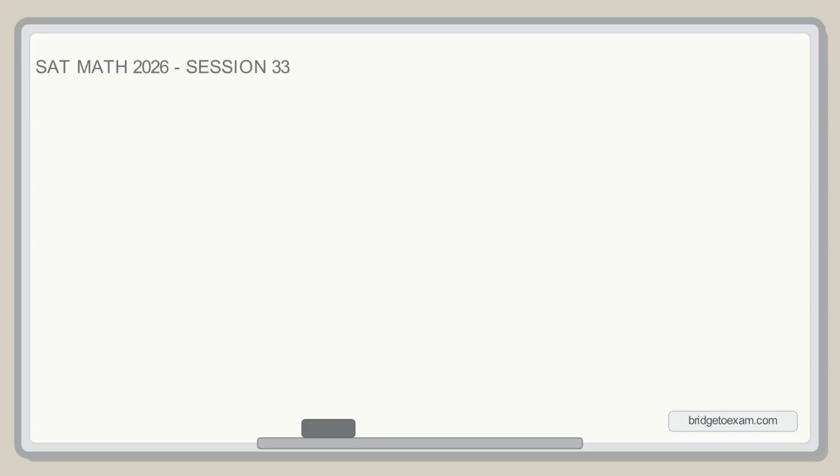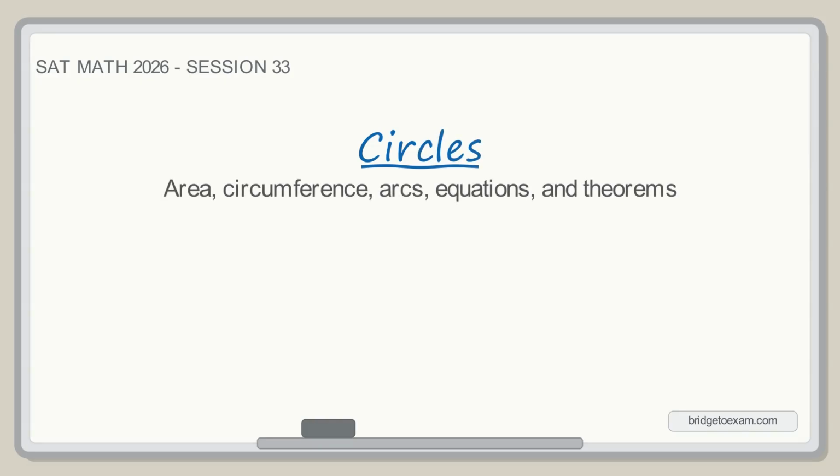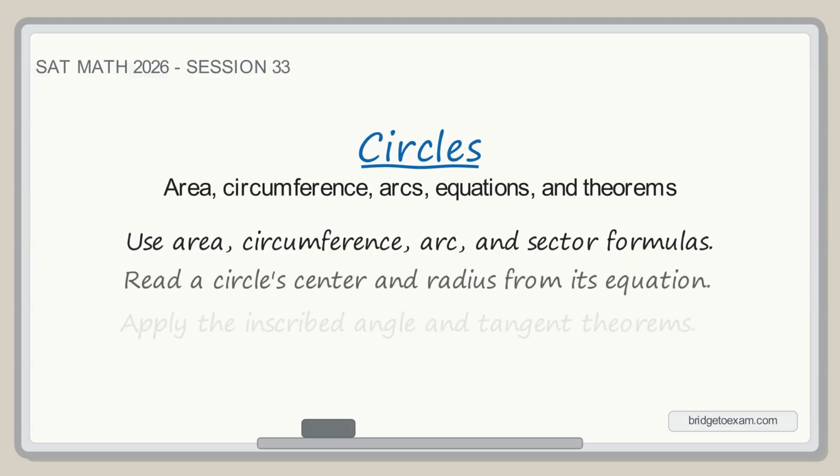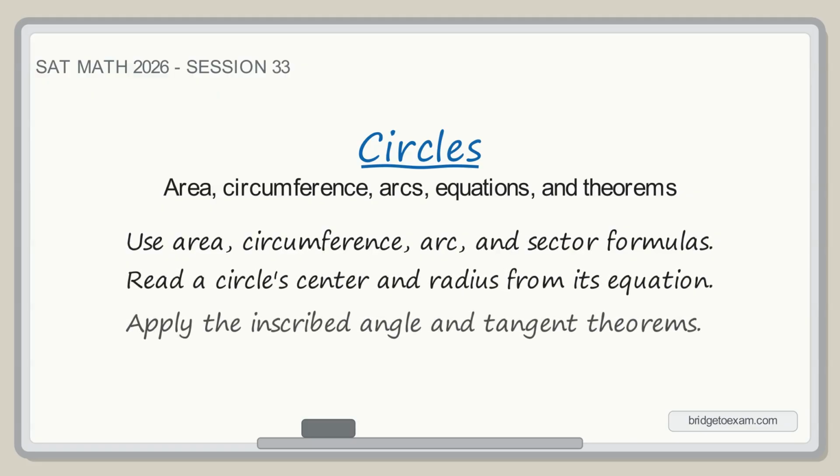Welcome to session 33. Today we cover circles. Every circle question on the SAT is built from a small set of formulas, so once you know them and read the setup carefully, these become some of the most reliable points on the test. By the end, you will use the area, circumference, arc, and sector formulas. Read a circle's center and radius straight from its equation, and apply the inscribed angle and tangent theorems.